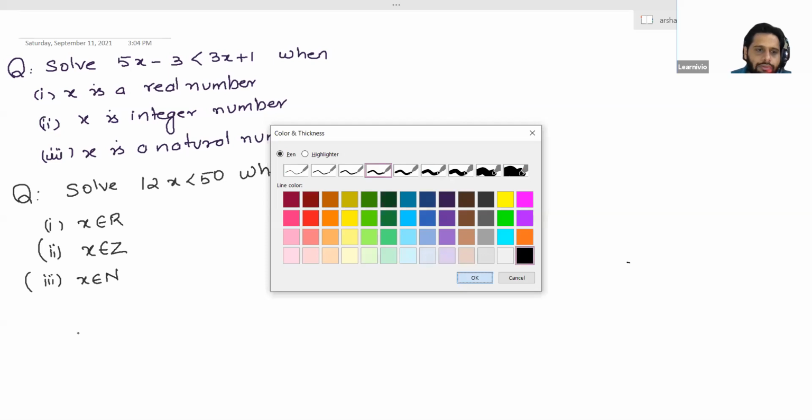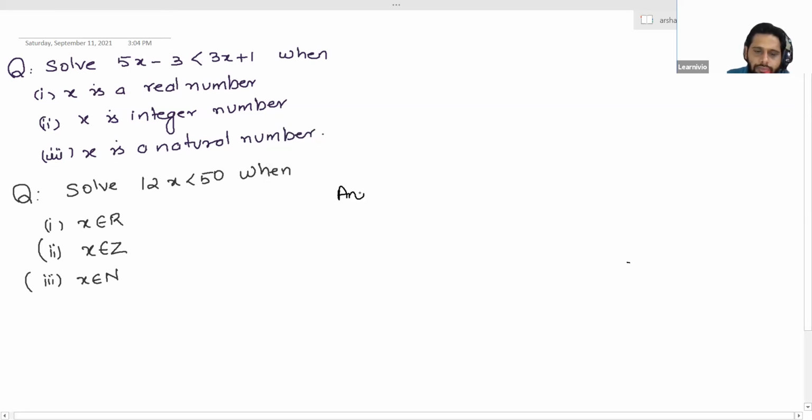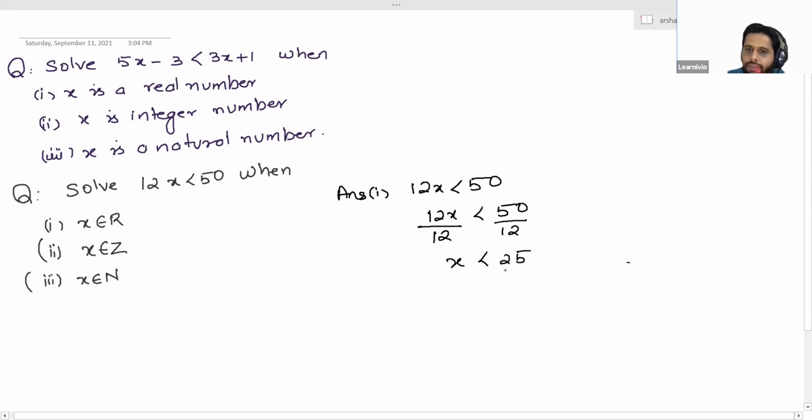Now, first is answer 1. 12x is less than 50. We will divide both sides by 12, so we will get 12x by 12. As we are dividing with a positive number, there will not be any change in the sign. So this will give you x is less than 25 by 6. Okay, so this is our answer. x is less than 25 by 6.